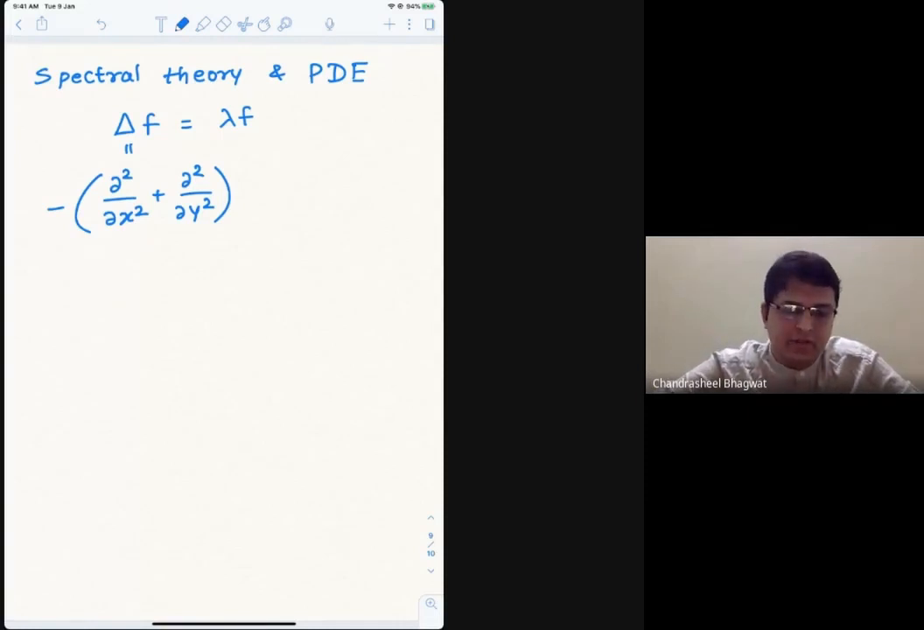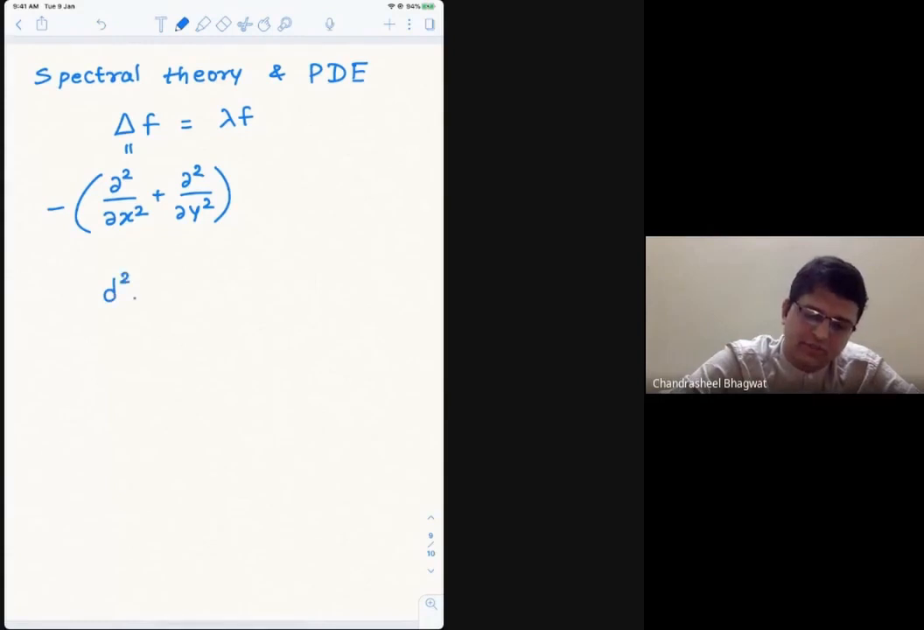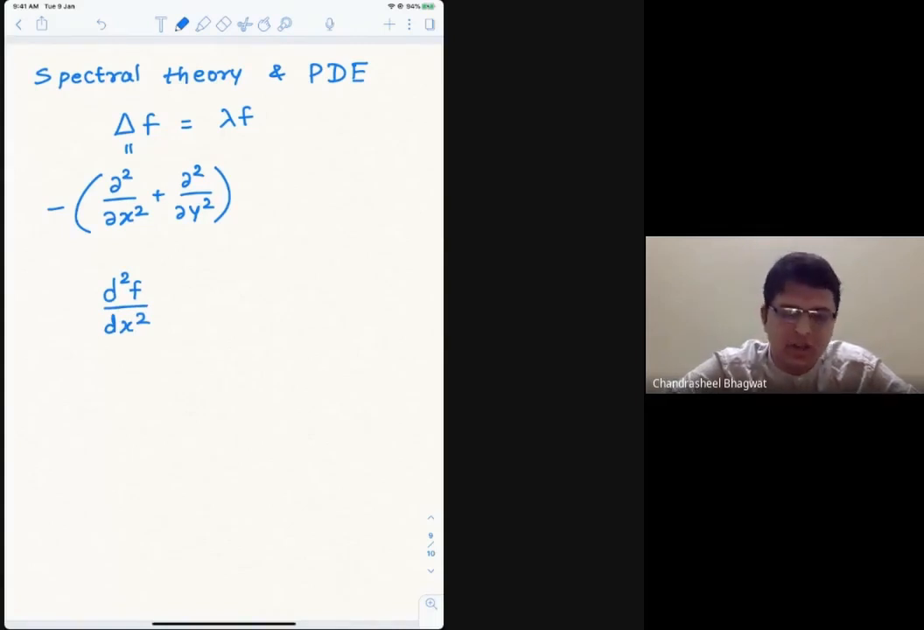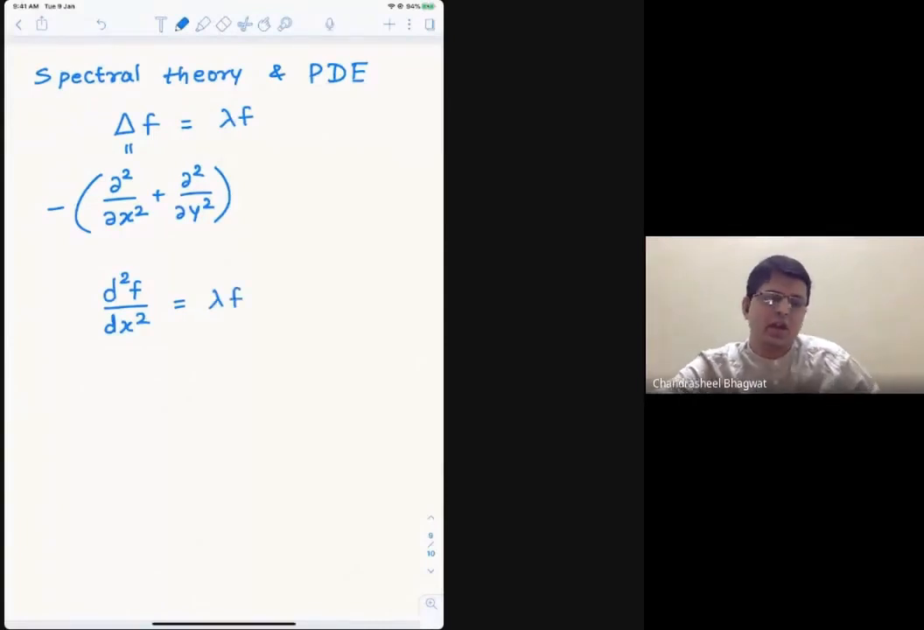Okay, so how does the spectral theory come into the picture here? Let's try to solve this equation in the one variable situation. It's a very different kind of differential equation. We don't want one solution. We want to find, for example, what lambda is and then find the solution. So the second derivative of f should be lambda f. The question is: find lambda and then find f.